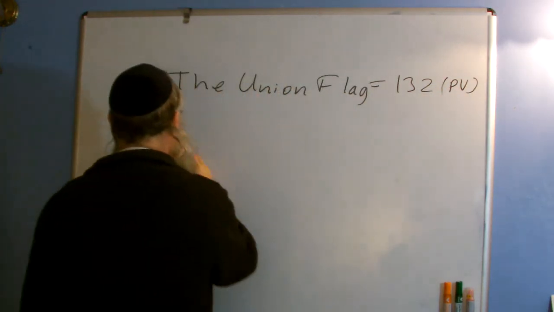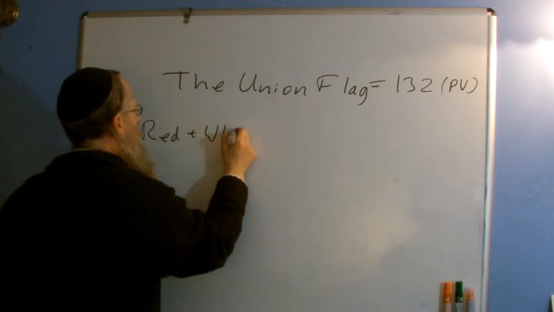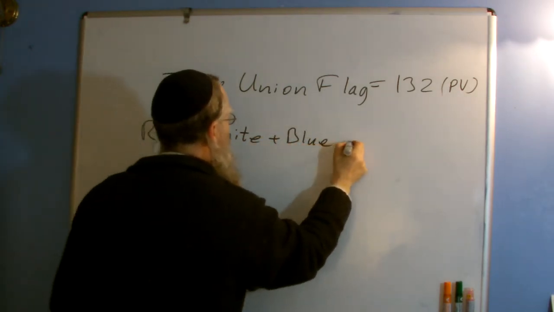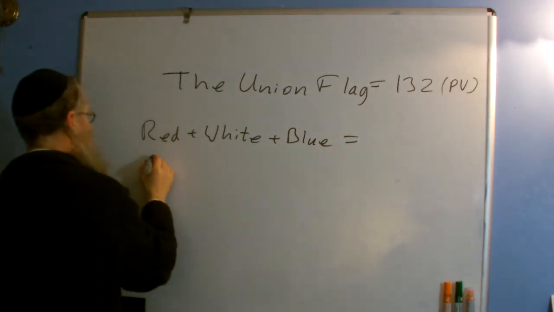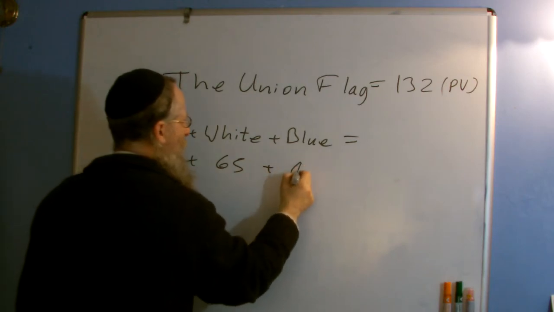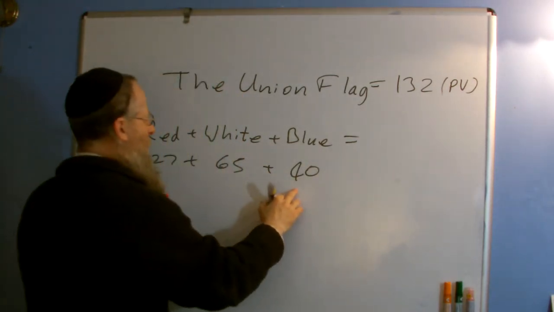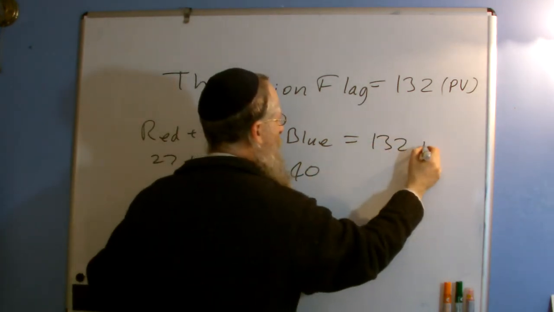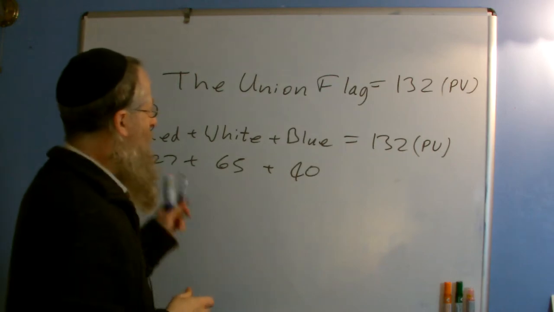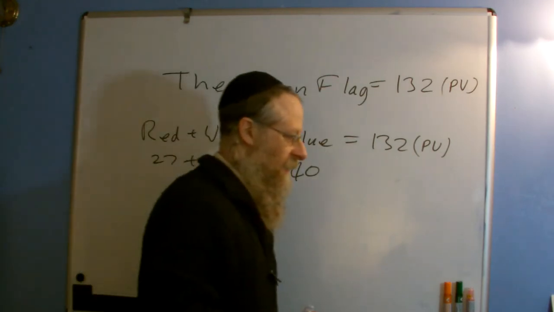And it's made up of red, white and blue. And that is 27 plus 65 we had before. Blue we had in the last lecture is 40. We add that together, we'll get 132 as the placement value. So we can see now a connection of these three colours in the one flag, or the Union Flag.